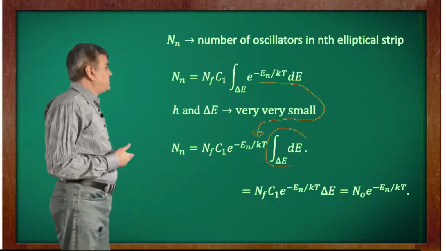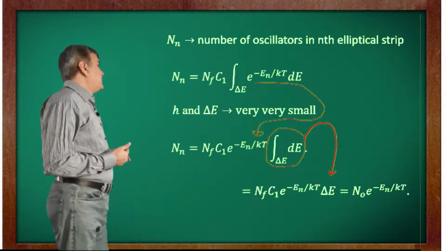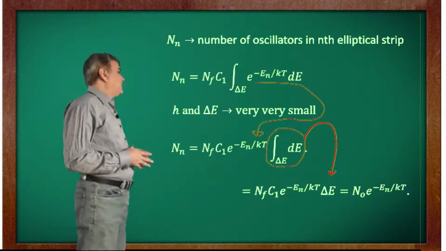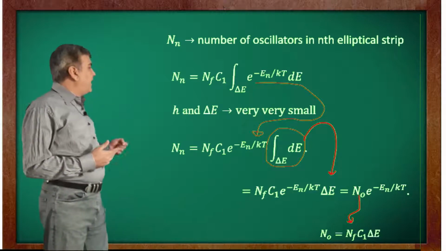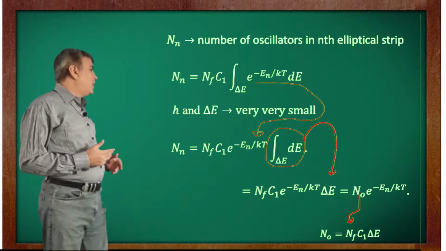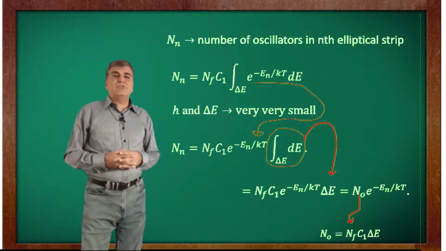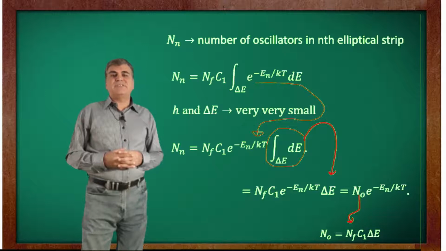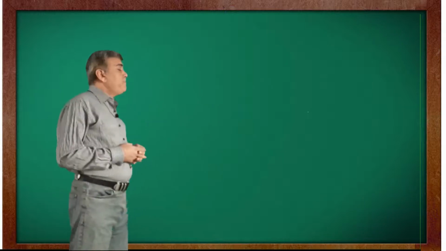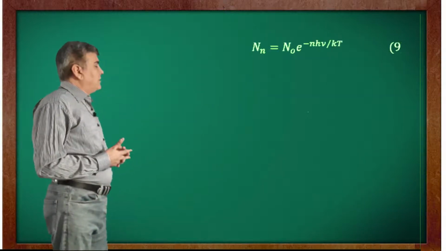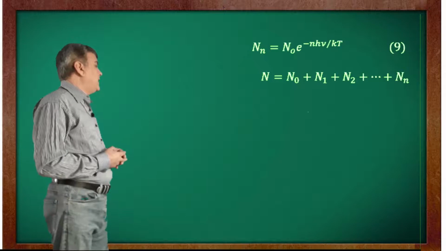And I can re-express this equation as n sub naught times exponent minus E sub n divided by kT, where I replace n naught equals n sub f times c sub 1 times delta E, which stands for the total number of oscillators in the 0th elliptical strip. Using equation 8, the last equation can be put into the form n sub n equals n sub naught times exponent minus n h nu divided by kT.